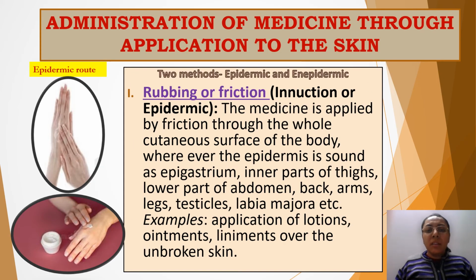This is done by rubbing or friction, where the medicine is applied by friction through the whole cutaneous surface of the body wherever the epidermis is sound, such as on epigastrium, inner parts of the thighs, lower part of the abdomen, back, arms, legs, testicles, labia majora, etc. Here you can use lotions, ointments, liniments over the unbroken skin.